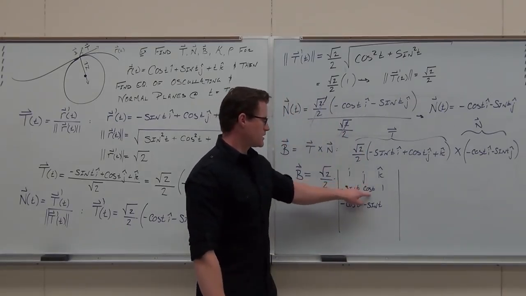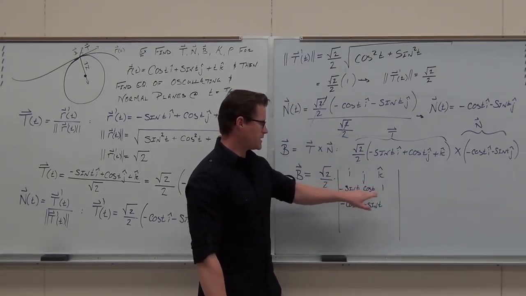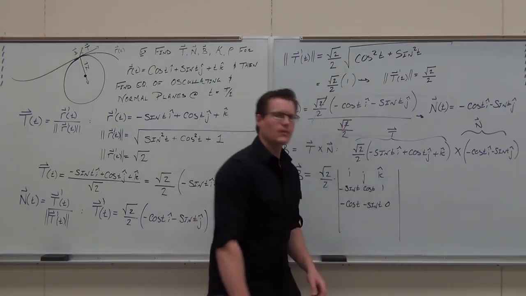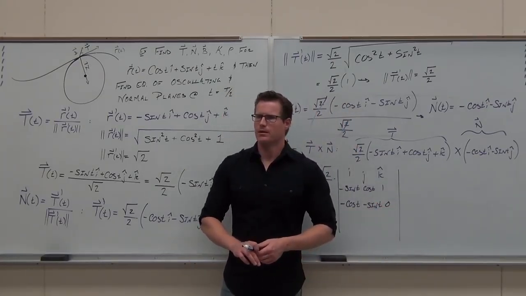I got negative sine t, cosine t, 1. I got negative cosine t, negative sine t. What goes there? Zero. Love zeros. Head nod if you're really okay with that.